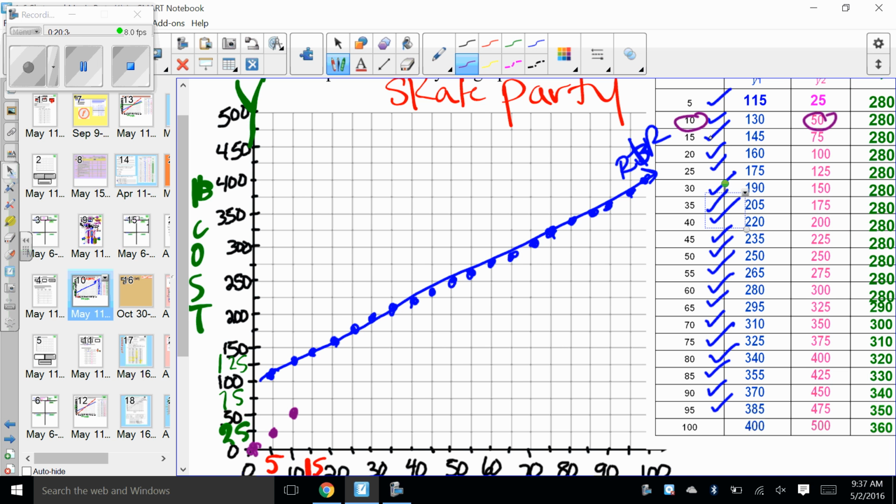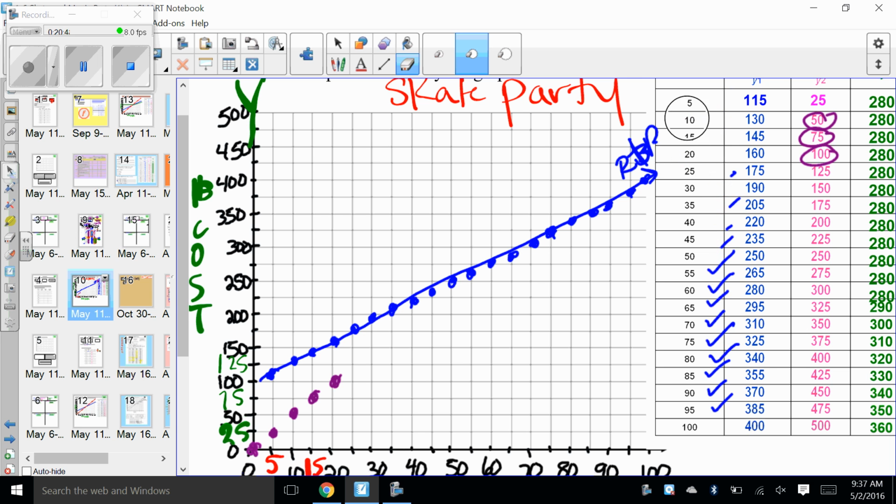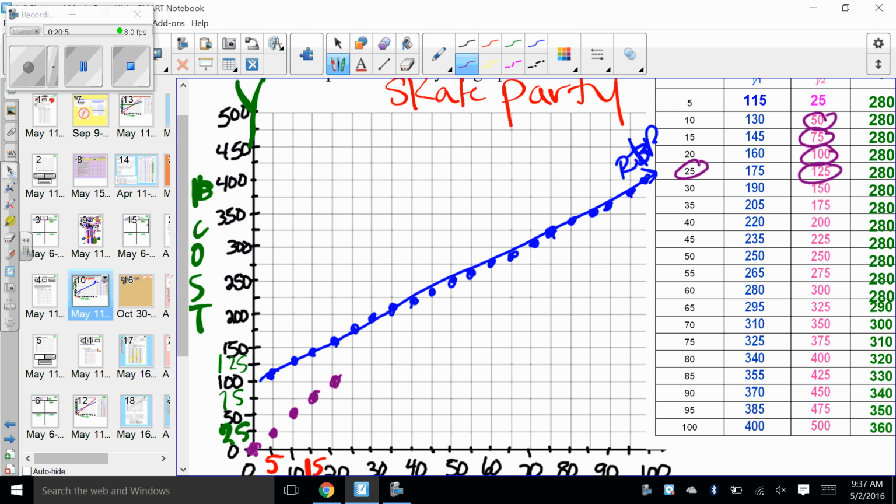This one's gonna be sweet to graph. Over 15 people, up 75 bucks. 15 people, 75 bucks. 20 people is $100. Over 20 people, up 100. Okay, I'll slow down a little bit so you can catch up. 25 people is $125. Over to 25, up 125.